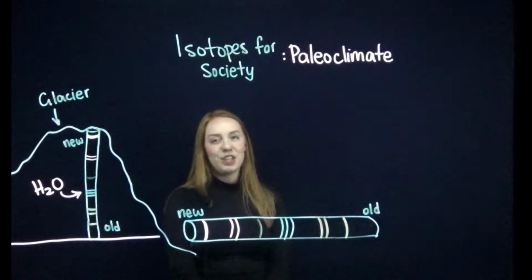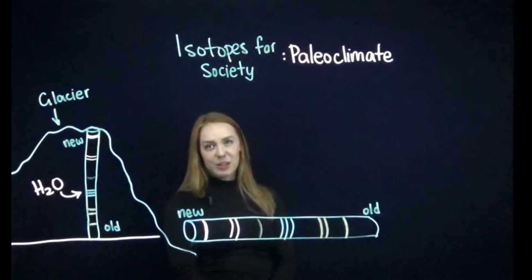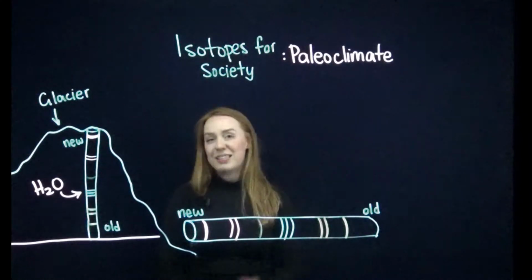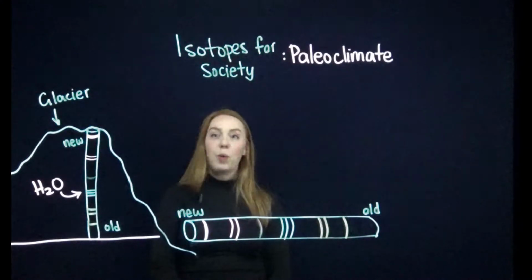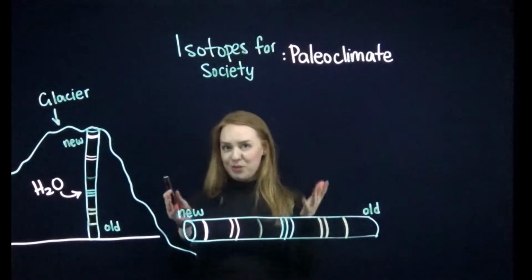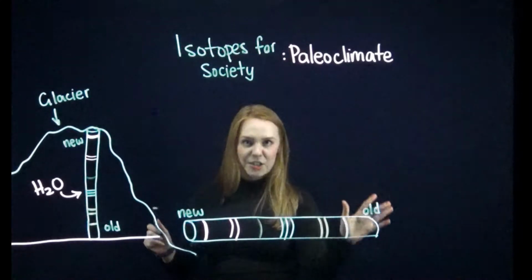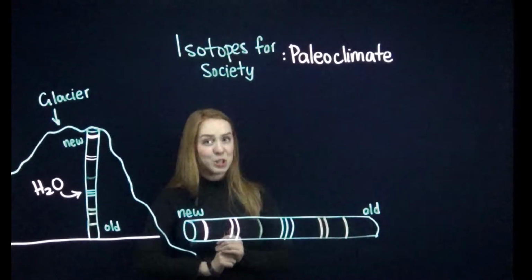Today we're going to continue our series on isotopes for society, looking at paleoclimatology. As I mentioned previously, this is a technique where we can look at ice core data and use stable isotopes to look at the temperatures in ancient history and compare them to the temperatures today.